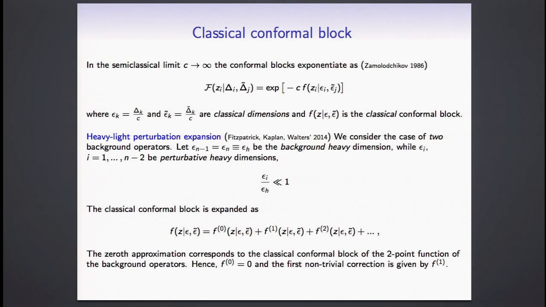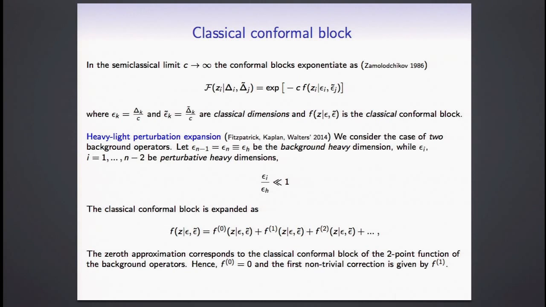Okay, and in the case we'll consider below, we take two operators to be background heavy operators, and in that sense they form a background for other heavy operators. So we can introduce background and perturbative operators, and this choice greatly simplifies the whole analysis. As the background heavy operators, we choose the last two operators with equal dimensions and denote their respective classical dimension as epsilon h.